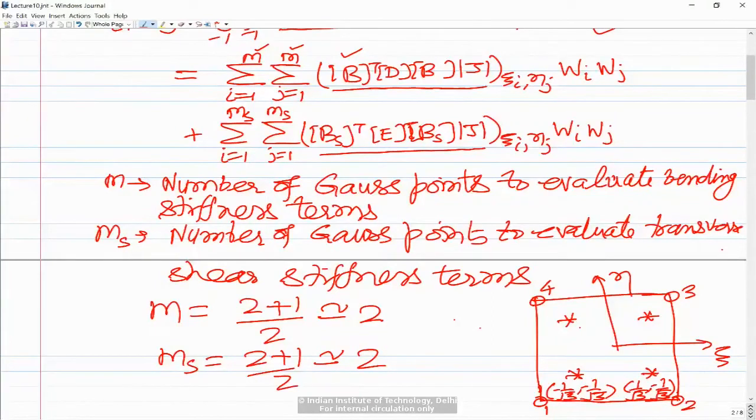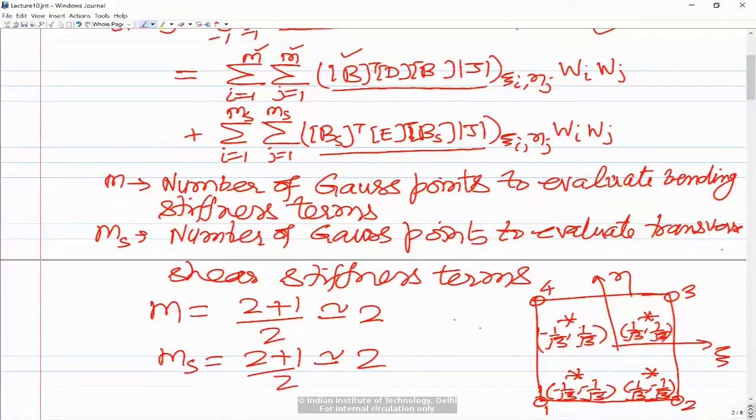Then I was talking about the integration points. It is 2 integration points along xi and 2 along eta, so it's a 2 by 2 integration. There would be 4 Gauss points. The first Gauss point is minus 1 upon root 3, minus 1 upon root 3, then 1 upon root 3, minus 1 upon root 3, then minus 1 upon root 3, plus 1 upon root 3, and this Gauss point would be 1 upon root 3, 1 upon root 3.